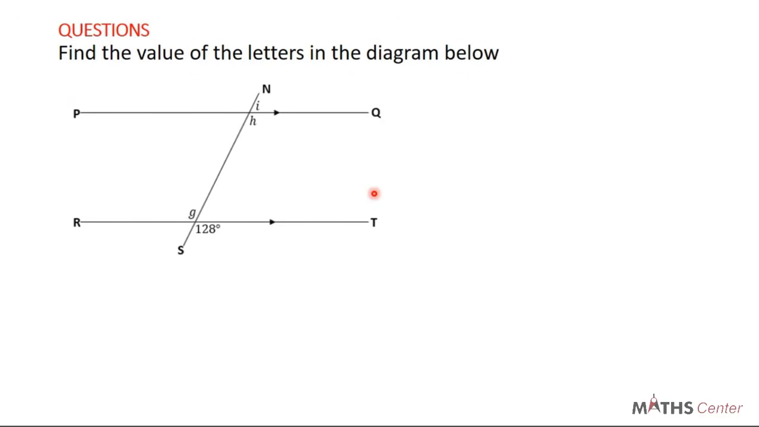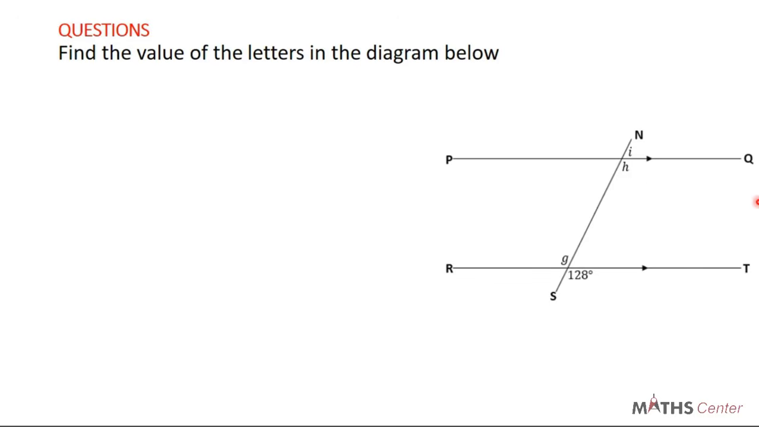We are going to use the properties that we've learned, these three properties, and add them to the previous properties that we learned in the previous video to solve this question that we have here. Find the value of the letters in the diagram below. So we have the letters I, H, and G. Now, we are supposed to use the properties that we've learned in this video and the previous video to solve this question. So, as I always do, I'm going to shift it to this side so that we can solve it.